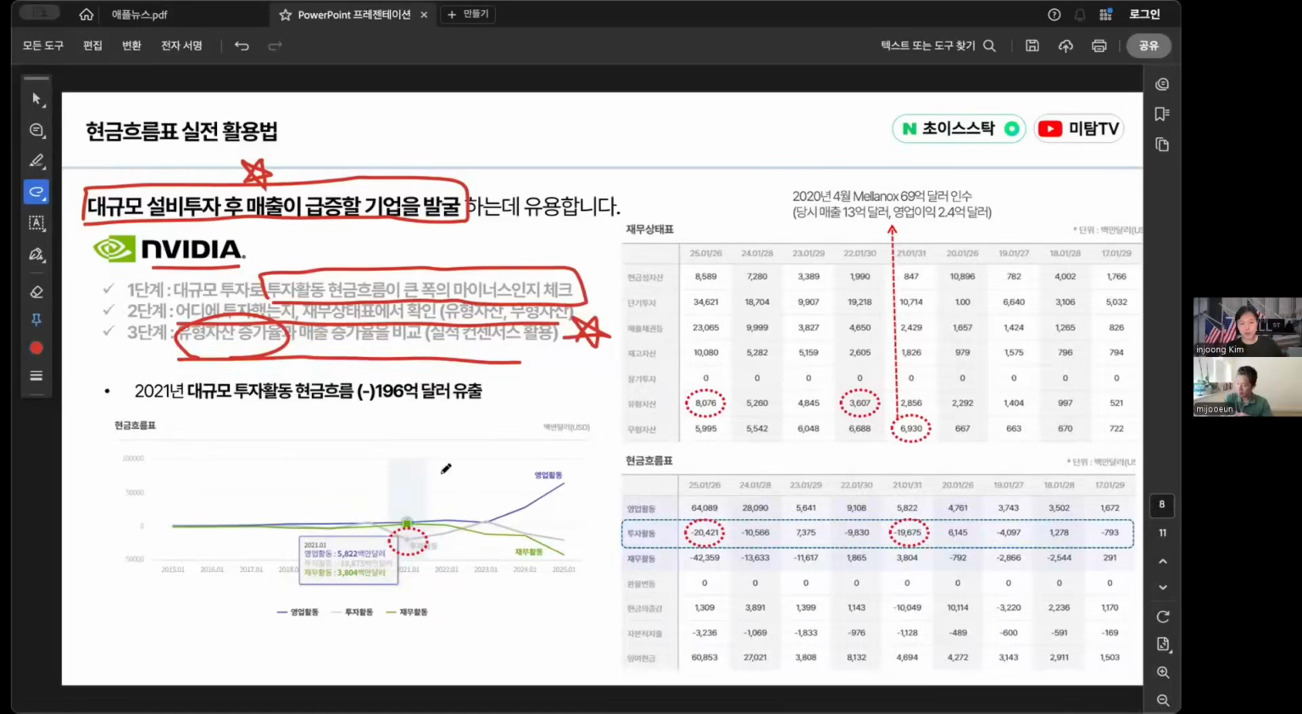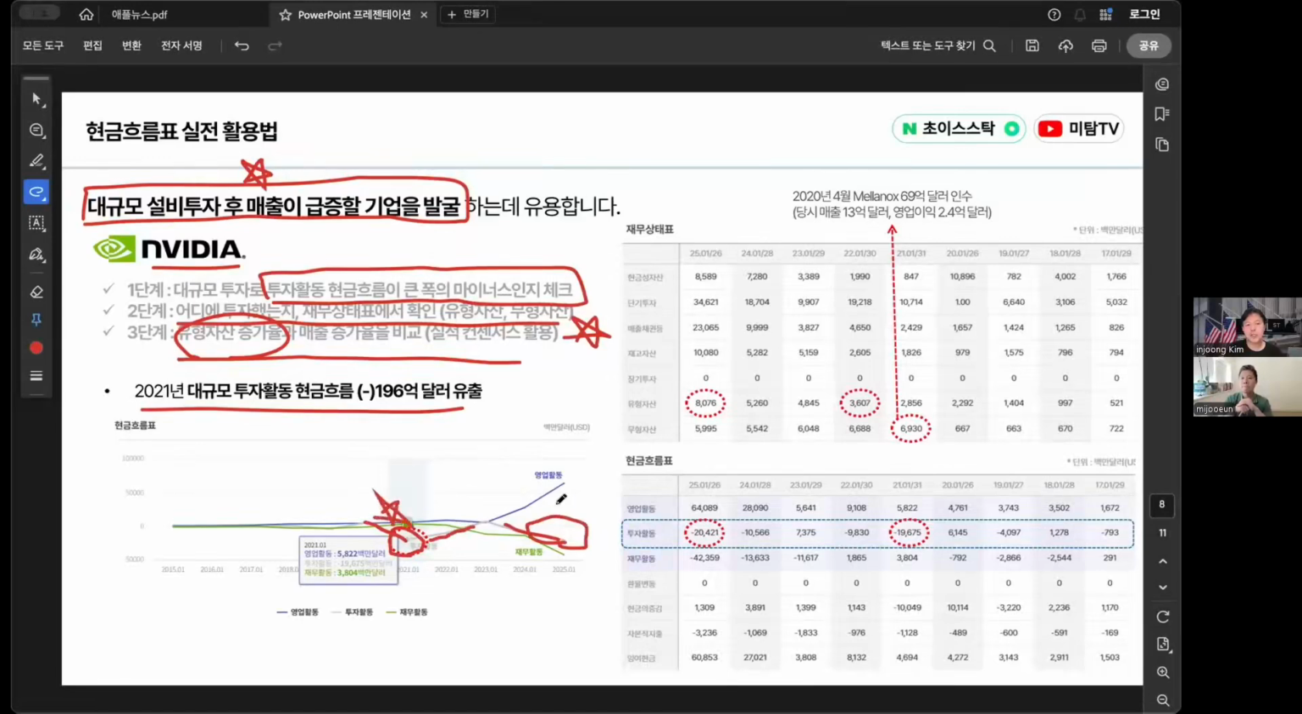So as an example here, NVIDIA had a large cash outflow in 2021, about $19.6 billion. If you look here, you can see there was a significant dip into the negatives at that point. Investment activities decreased slightly after that, but have recently begun increasing again for a second time.